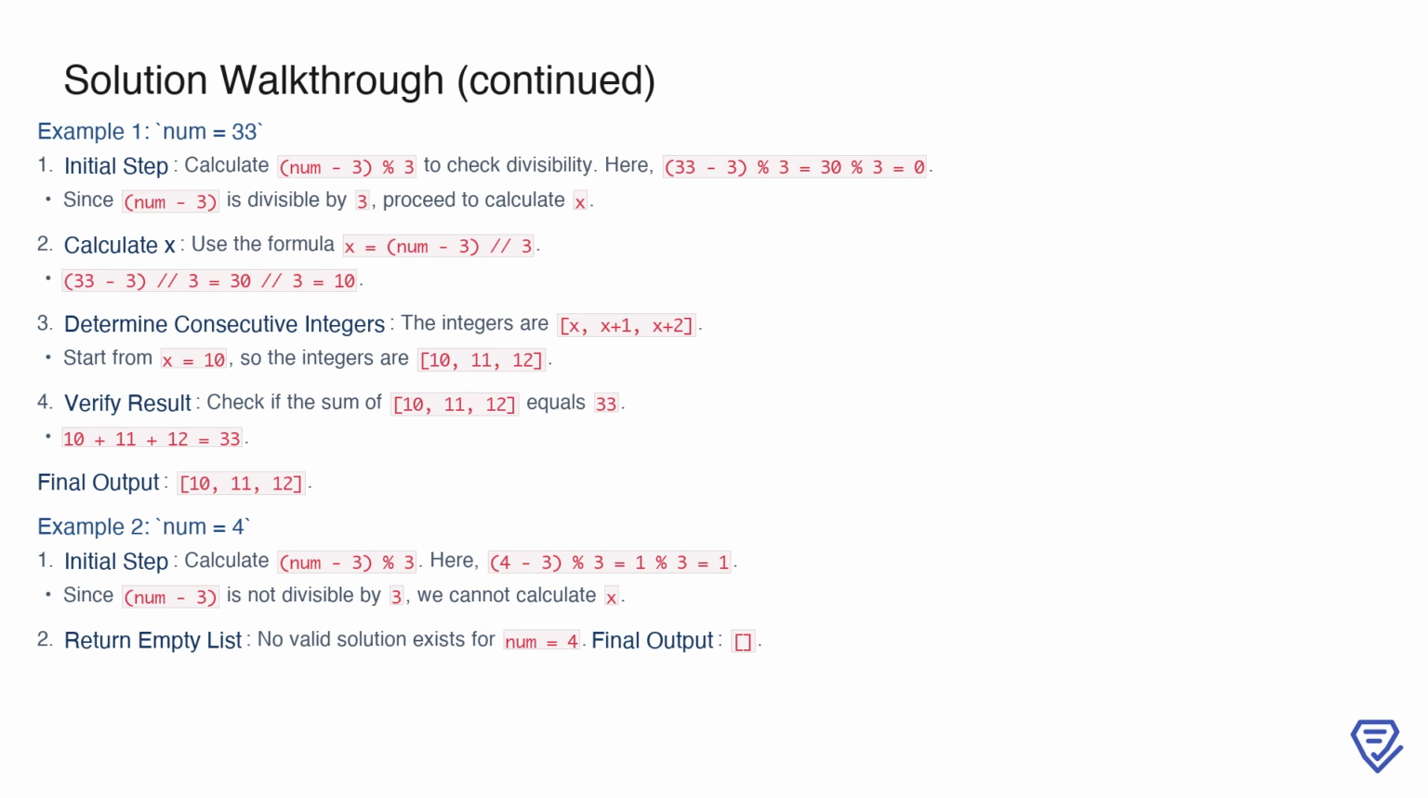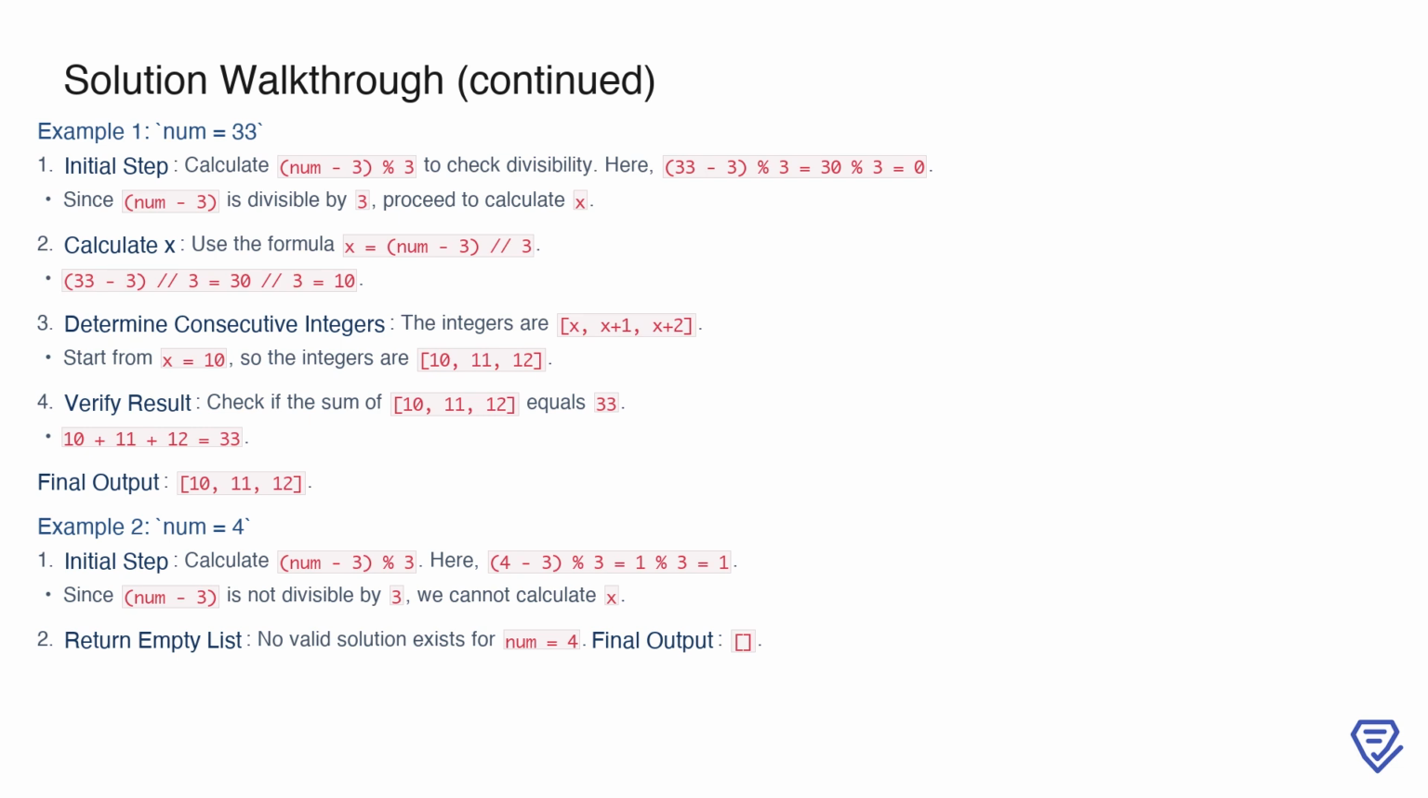Let's consider our first example where number equals 33. To start, we check whether number - 3 is divisible by 3. Here, (33 - 3) % 3 is equal to 30 % 3 equals 0. Since the result is 0, we know that number - 3 is divisible by 3, so we can proceed to calculate x. Using the formula x equals (number - 3)/3, we get x equals (33 - 3)/3 is equal to 30/3 equals 10.